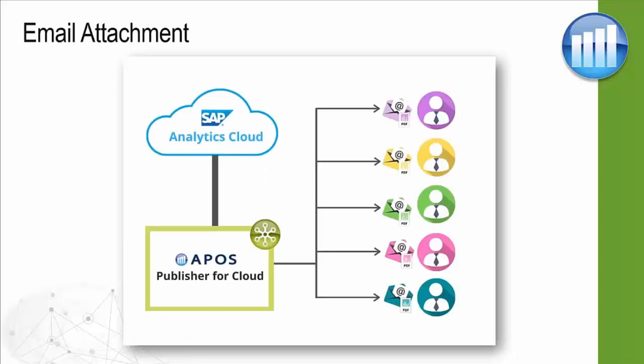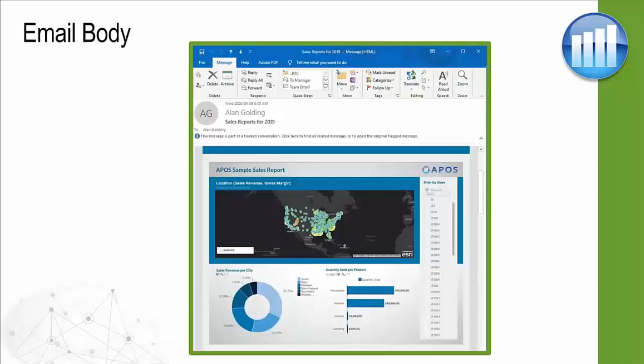So first of all, we can email out as an attachment. Any of those stories that you've created in Analytics Cloud, we can burst those out to email so that every user is receiving a PDF attachment. But not only can you set it up so that they receive an attachment, they can receive their own version of the story as well. As an example here, this is email of the body. You can see here we have an image of the story within the actual email itself. So this is the body of the email instead of an attachment.